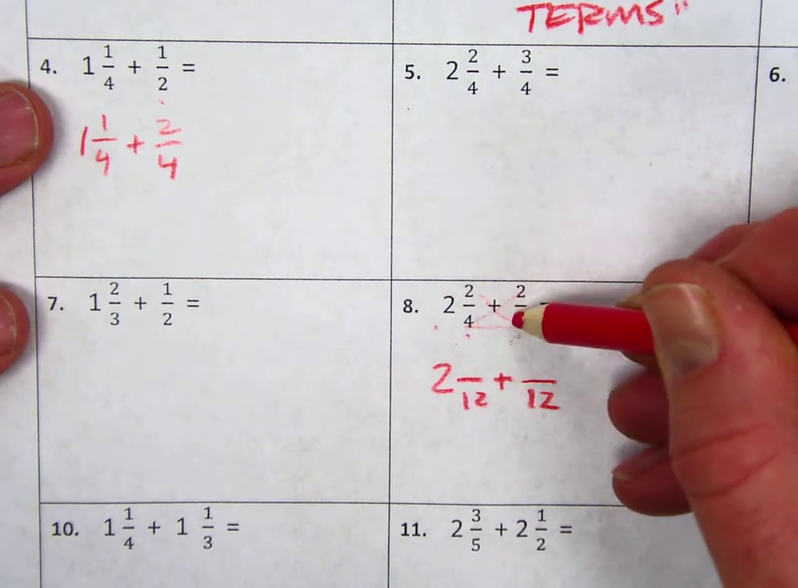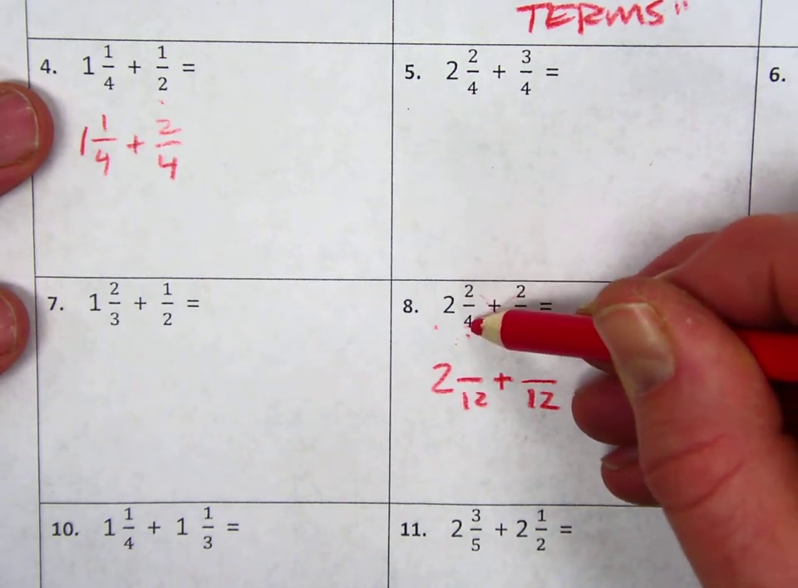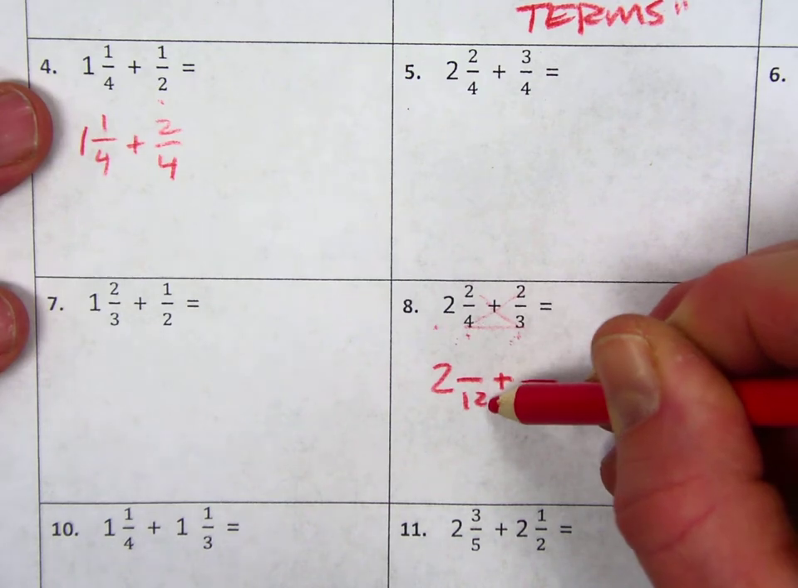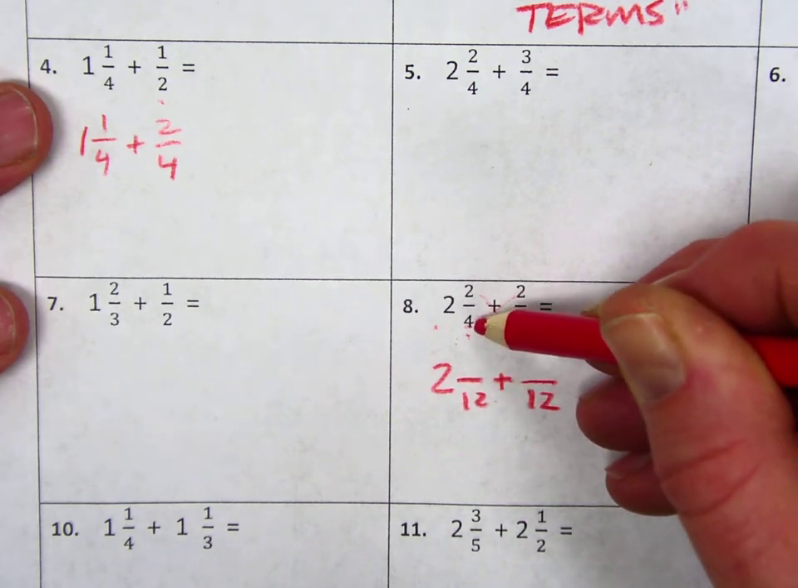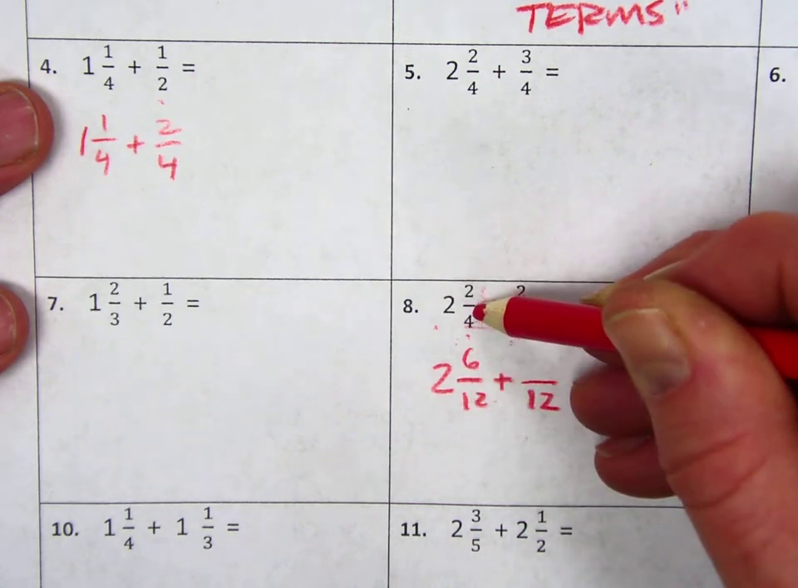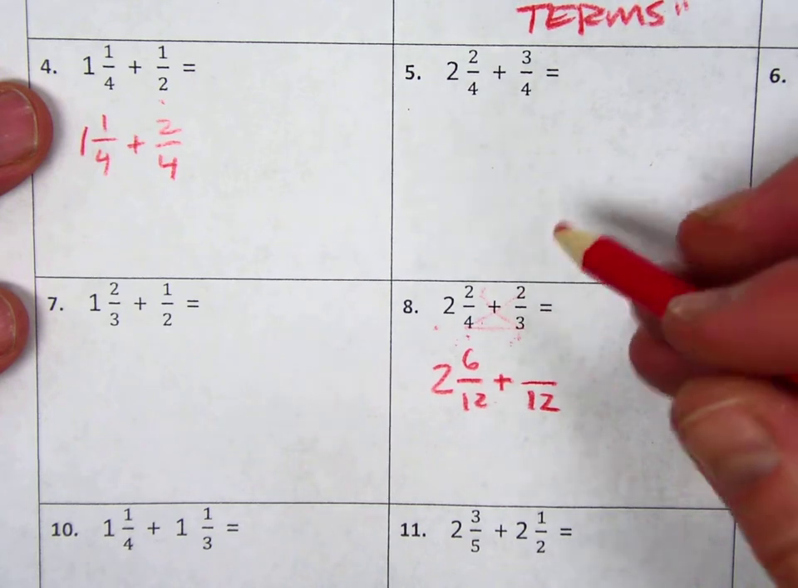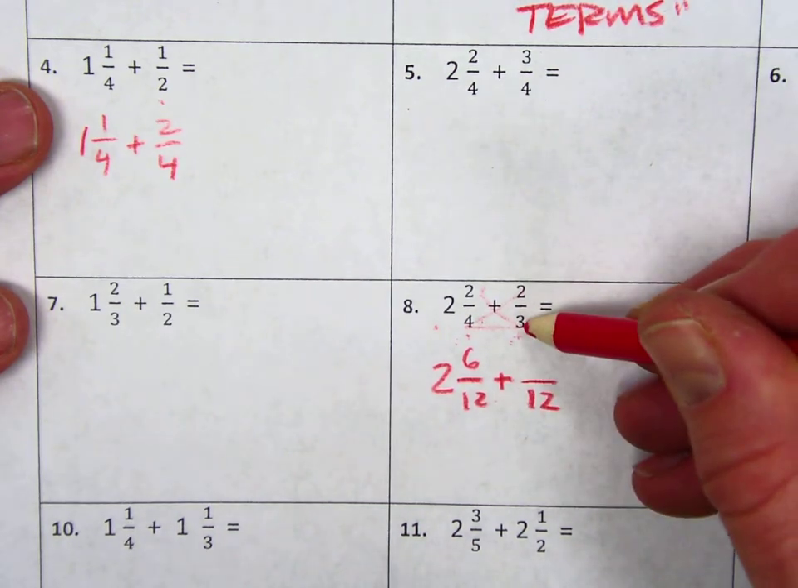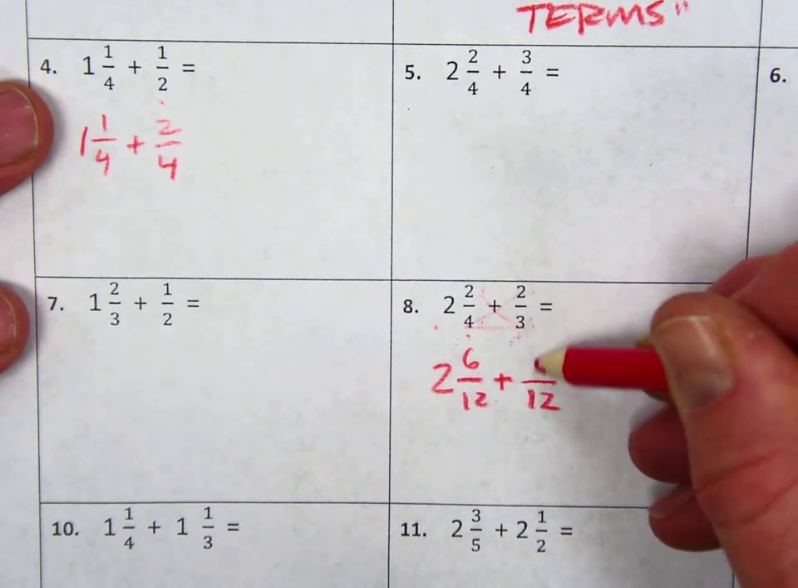You can multiply across and then multiply up, or sometimes an easy thing is just say, how did I make the fourth into a 12th? I multiplied it by 3. So what I do to the bottom, I do to the top. 3 times 2 is 6, so that's 6/12, and of course that's equivalent to a half, and so is that. And on this side, well, I multiply by 4 to make it 12, so I multiply by 4 and make it 8.